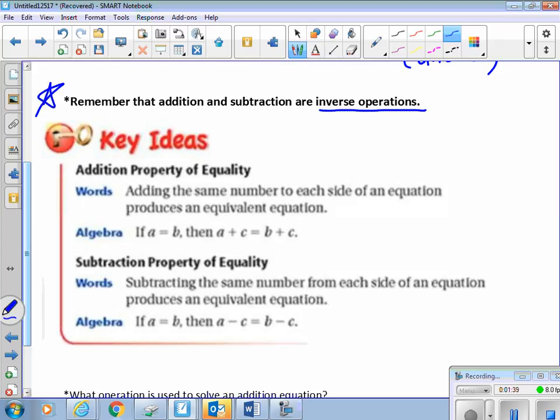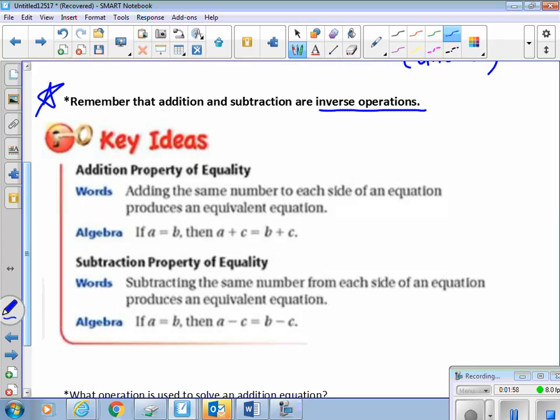So our key ideas: we have the addition property of equality. Adding the same number to each side of an equation produces an equivalent equation. If A is equal to B, then A plus C is equal to B plus C. So if we add C to both sides, you're still going to have the same numbers that you started with because A and B were the same.